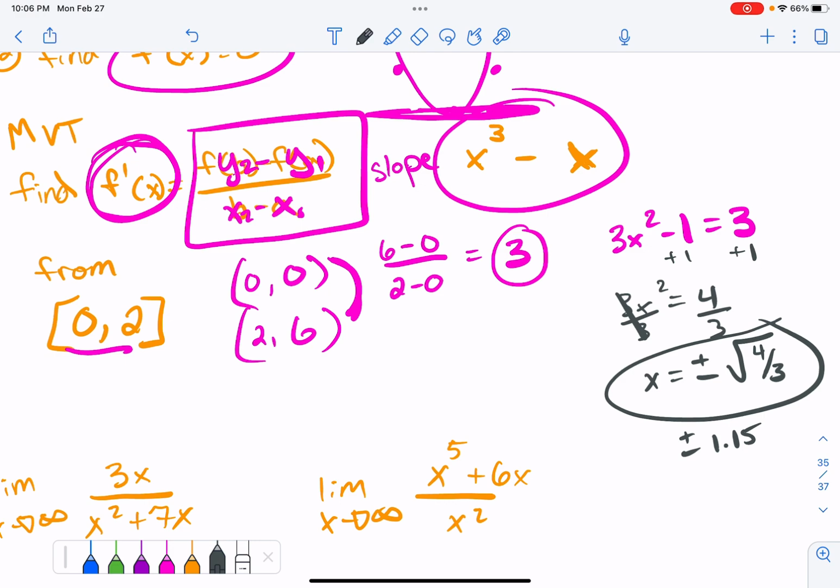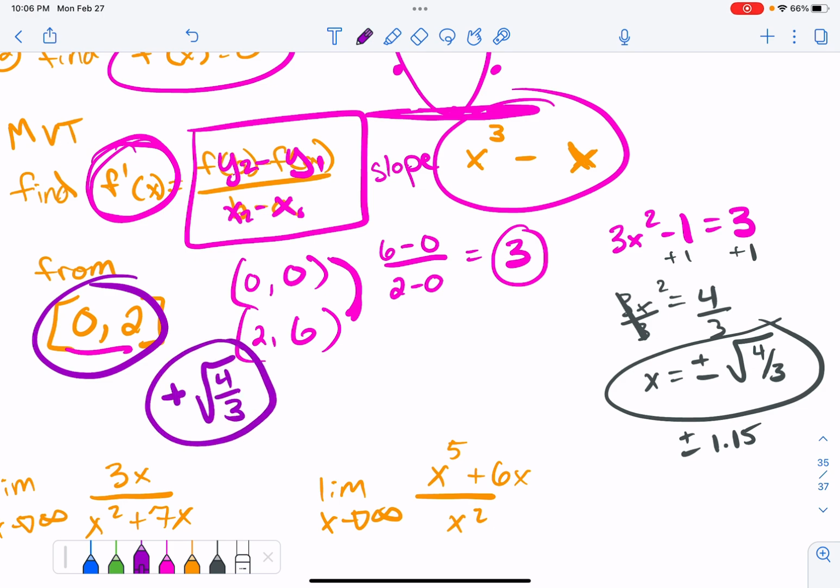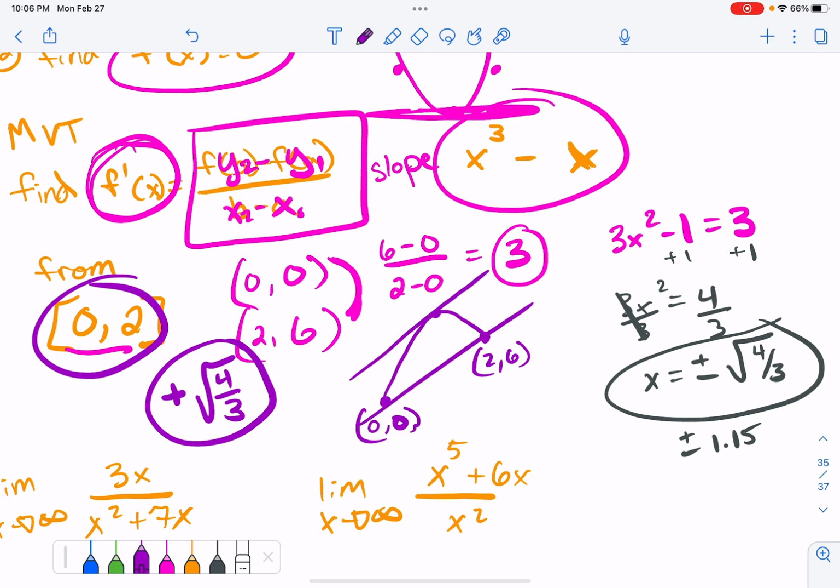I only care about the one that falls in the interval from 0 to 2. So I'm really only caring about the positive square root of 4/3, because that is where it lives in my interval. So if here is (0, 0) and here is (2, 6), those are my endpoints. 4/3, which is 1.15, about there-ish. This is probably what it looks like, so that it has the same slope. Okay, this is the 1.15 comma something.